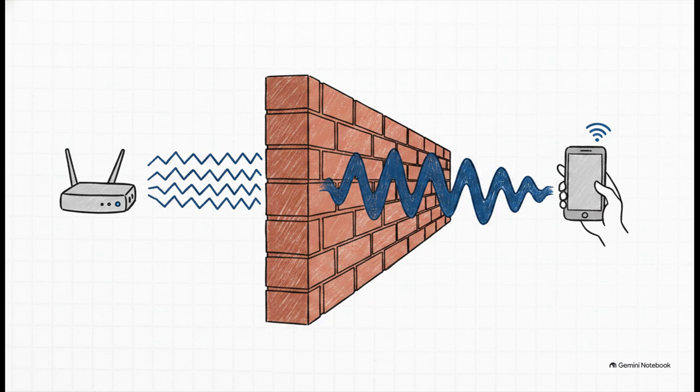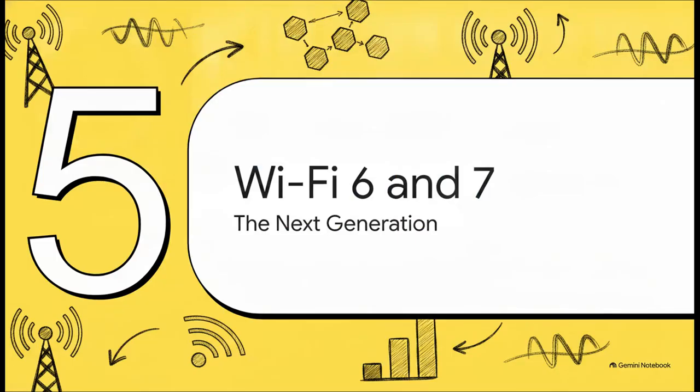But what about when things go wrong? Say you walk behind two thick concrete walls and your signal drops. Your Wi-Fi doesn't just quit, it smartly shifts gears. It drops down to a lower, more robust modulation rate and cranks up the error correction. It's a feature called Adaptive Modulation Encoding, or AMC. You might sacrifice some top-end speed, but you basically guarantee your digital data actually survives that harsh environment and arrives perfectly intact. Let's take a look at where all this is heading in Section 5, Wi-Fi 6 and 7.